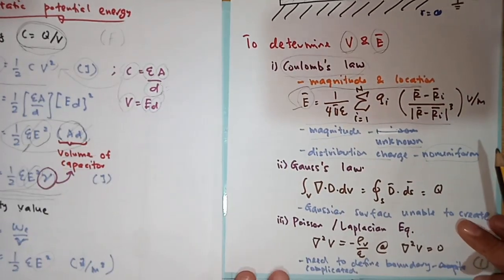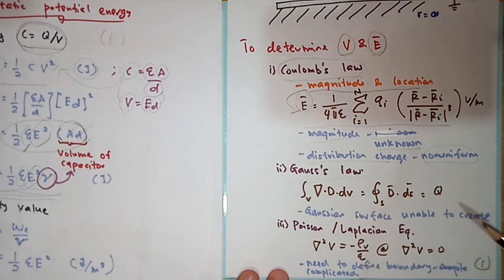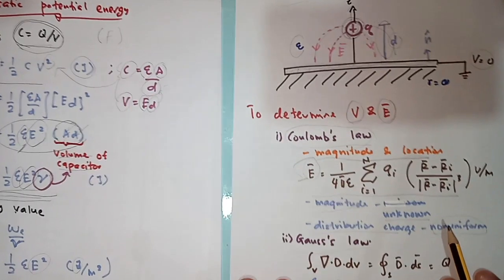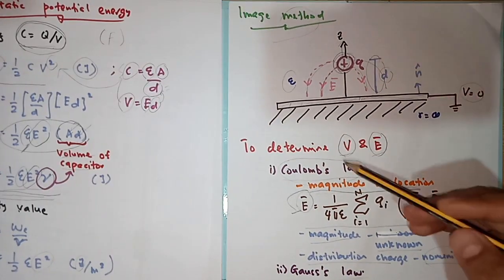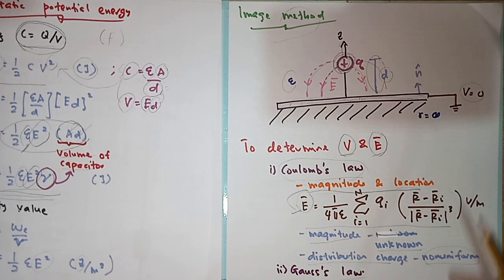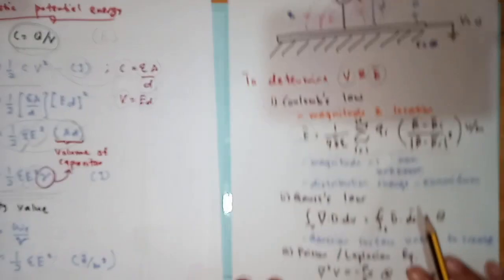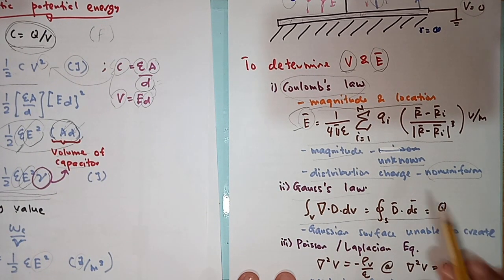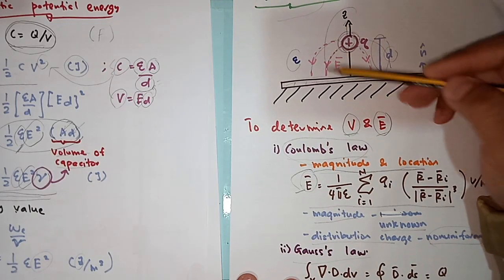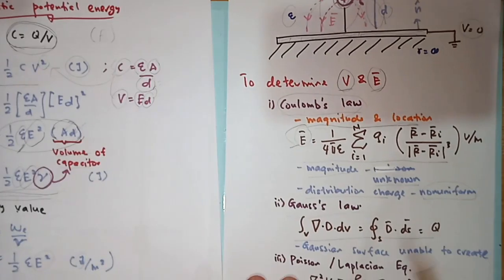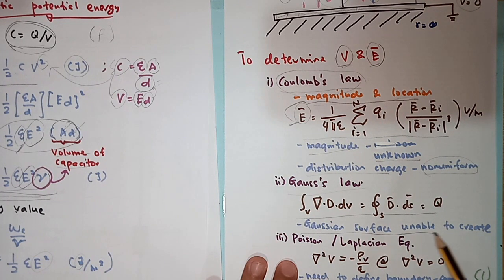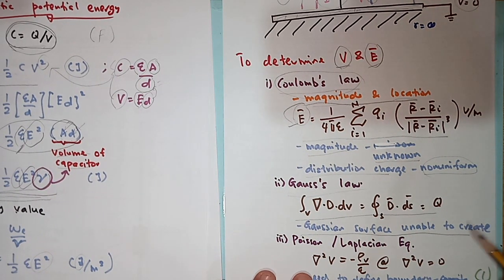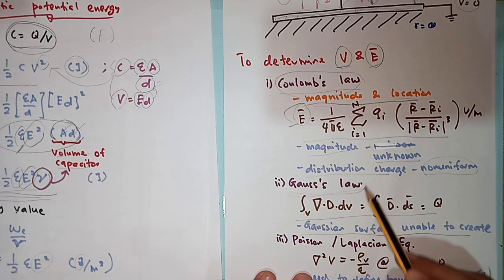The second technique that we might consider is Gauss's law. With Gauss's law, we can solve this problem and determine the potential difference and the electric field intensity using this expression. However, referring to this case, the Gaussian surface is unable to be created. Therefore, we cannot solve the problem by using Gauss's law.